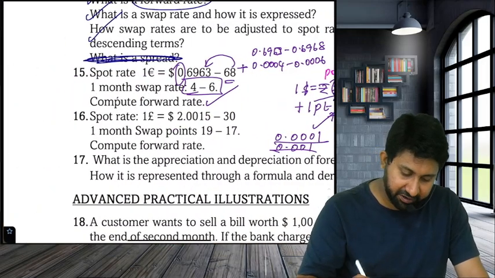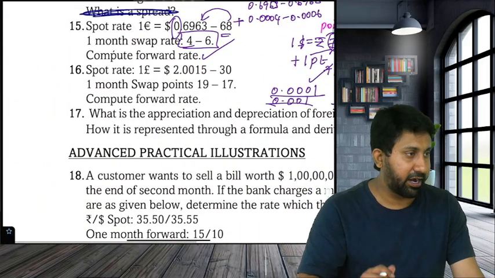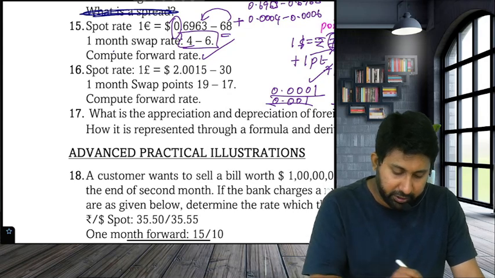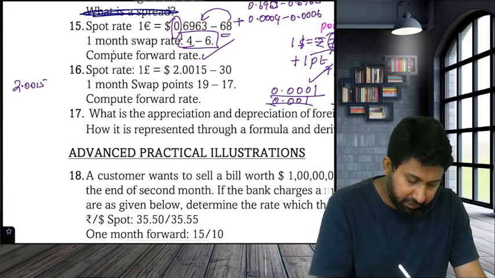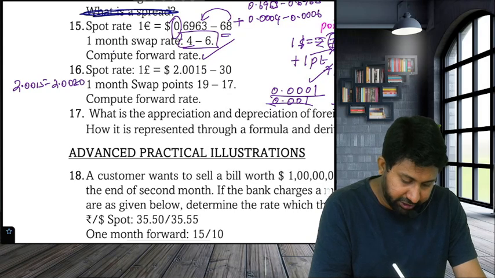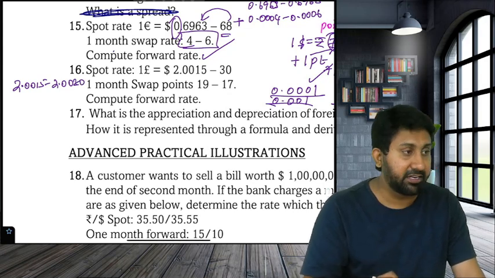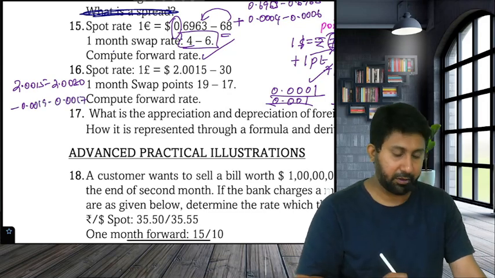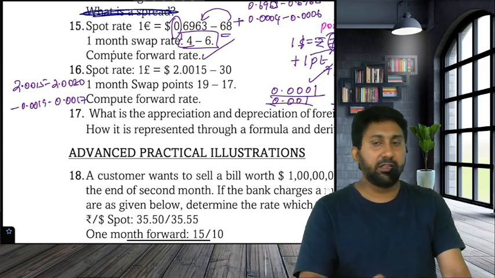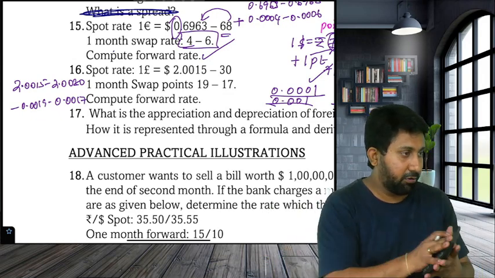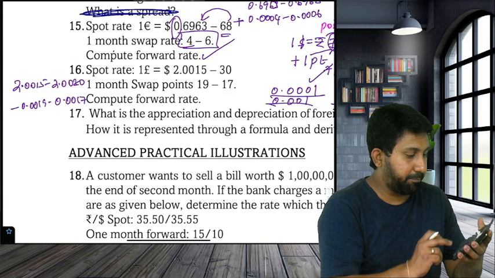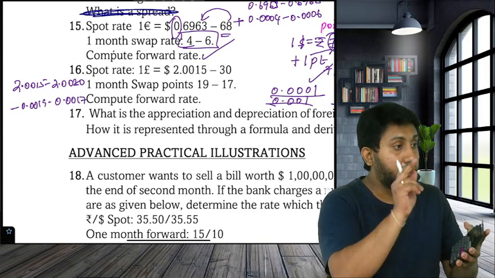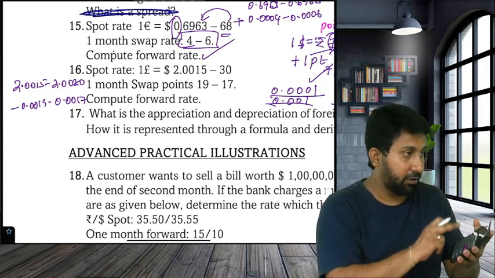Let us do the next problem. I will first tell you how to do it, after that you can directly copy. Spot 2.0015 dash 2.0030. Swap points 19 and 17 are given in descending order, so minus 0.0019 dash 0.0017. In this case also that spread advantage will come. Let's see what the swap spread is and what the spot spread is: 0.0015.